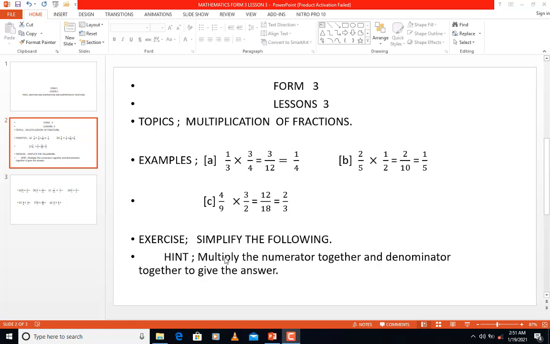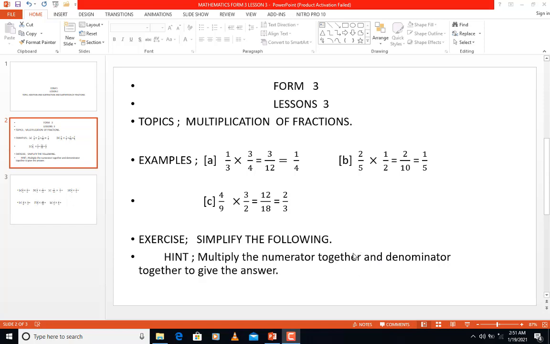Multiply the numerators together and the denominators together to give the answer. What I'm trying to explain here is that you multiply the numerators alone and you multiply the denominators alone. So when you are multiplying fractions, we encourage you to multiply the numerators alone and the denominators alone, or you can look for the common factors.